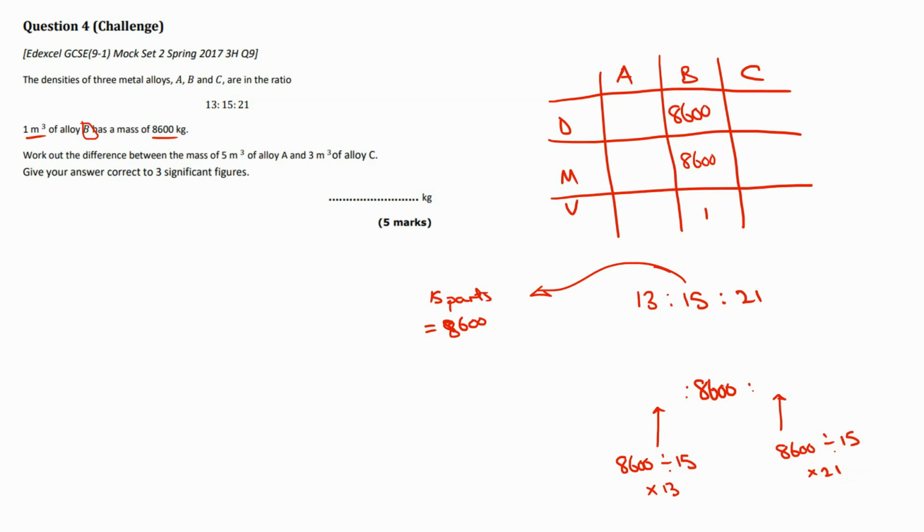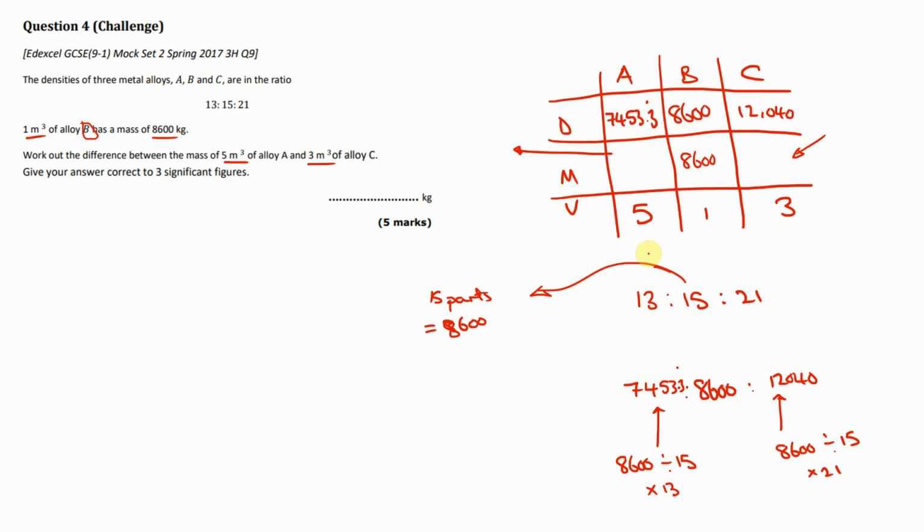So let's do that. This gets me 7,453.3 recurring. So I'm going to fill that in for my density of A. And then if I do it for C, I'm going to get 12,040. I now want to find out the difference between 5 meters cubed of A and 3 meters cubed of C. So I'm going to fill them in as my volumes. I'm then going to find the mass of each of these, then I'm going to find the difference between them.